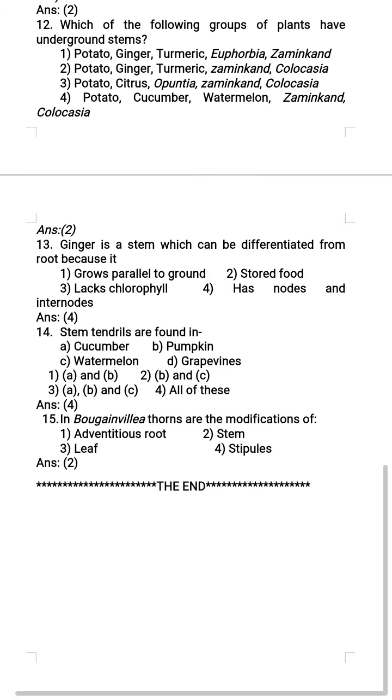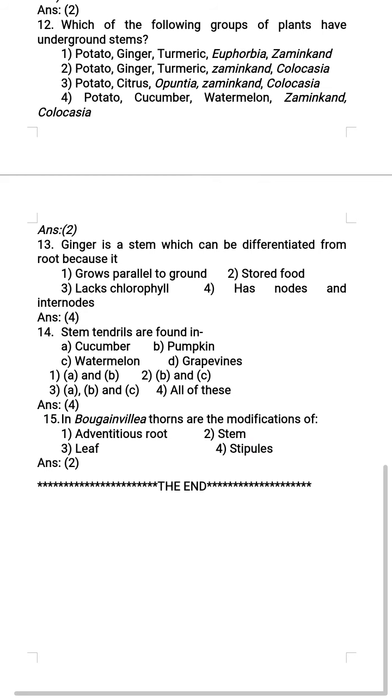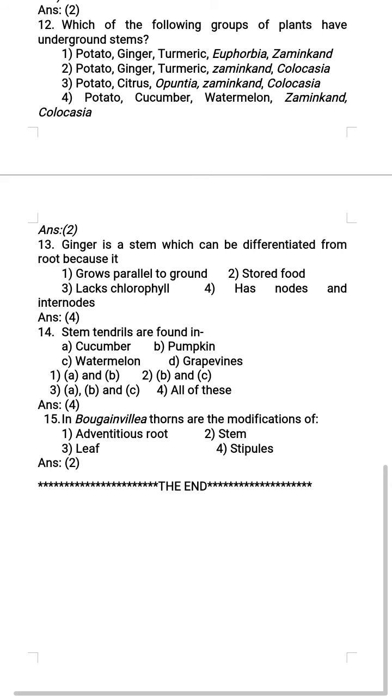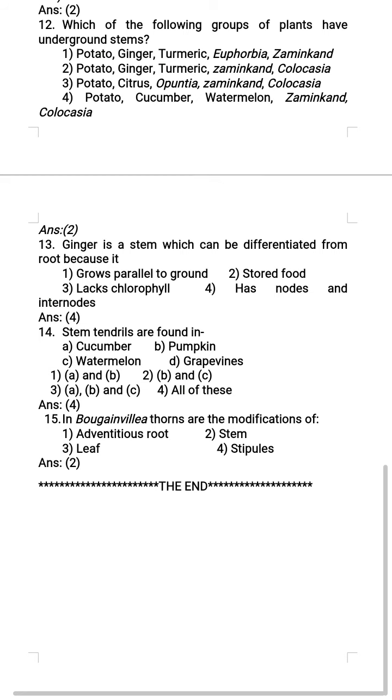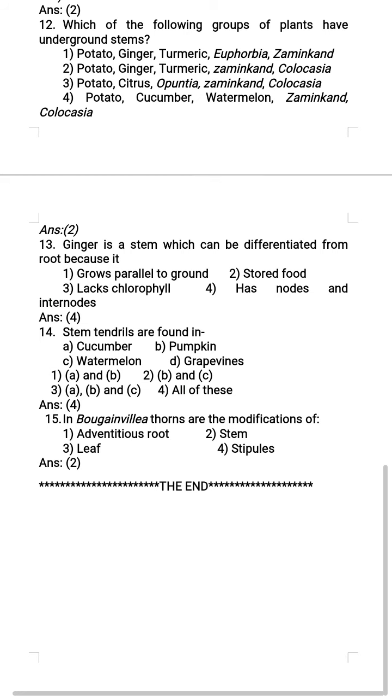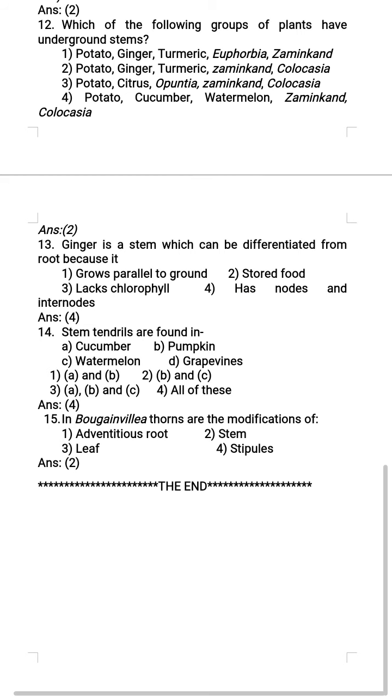Stem tendrils are found in, very important concept, K-CET 2018. Please remember it, students. A, cucumber. B, pumpkin. C, watermelon. D, grapevines. See, students, here we need to identify stem tendrils. Some leaf tendrils are also present, but we need to identify only stem tendrils. Let us see the correct option. Option 4, all the above. All these plants, cucumber, pumpkin, watermelon, grapevines, possess stem tendrils. In previous questions we had a discussion about watermelon, cucumber, etc.